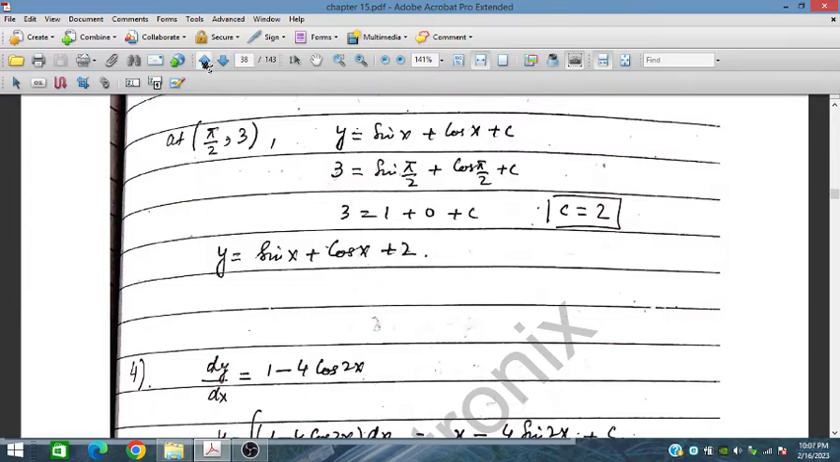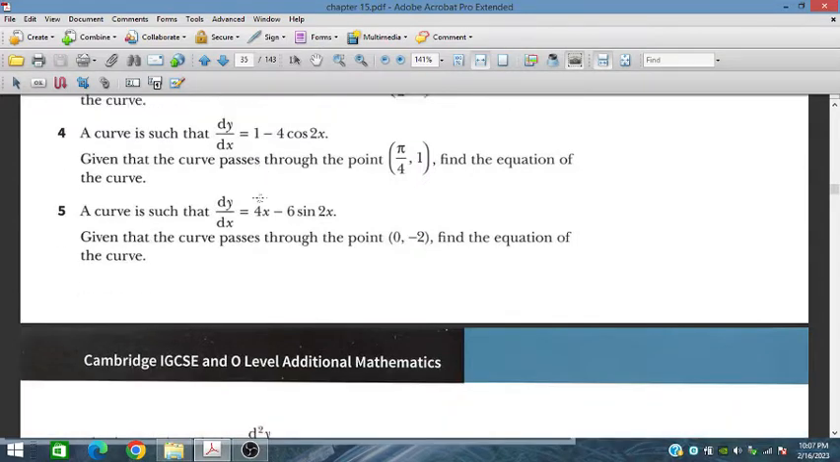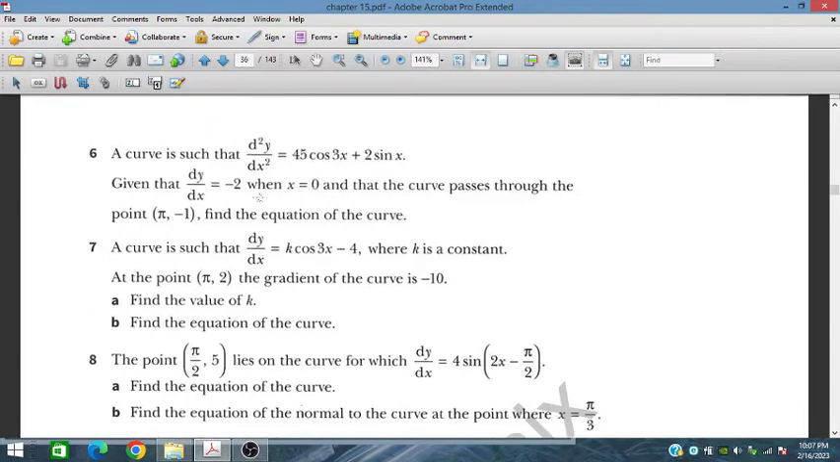Now question number 6. A curve is such that the second derivative d squared y by dx squared is equal to 45 cos 3x plus 2 sin x, given that dy/dx is equal to minus 2 when x is equal to 0, and that the curve passes through the point (pi, minus 1). Find the equation of the curve. So we have the second derivative given here, and dy/dx is minus 2 when x is equal to 0. This information will be used here.